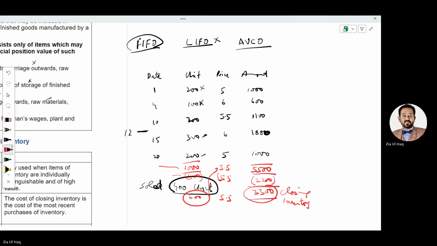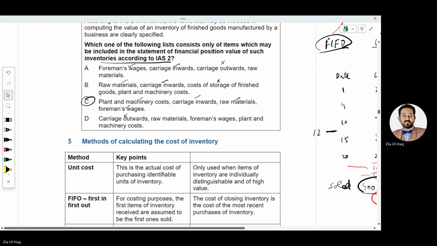Is that fine? So there are different methods of managing inventory: LIFO, FIFO, AVCO. LIFO is no more there because it's not a good method. So nowadays, nobody uses LIFO. Either FIFO is used or AVCO is used. Okay.